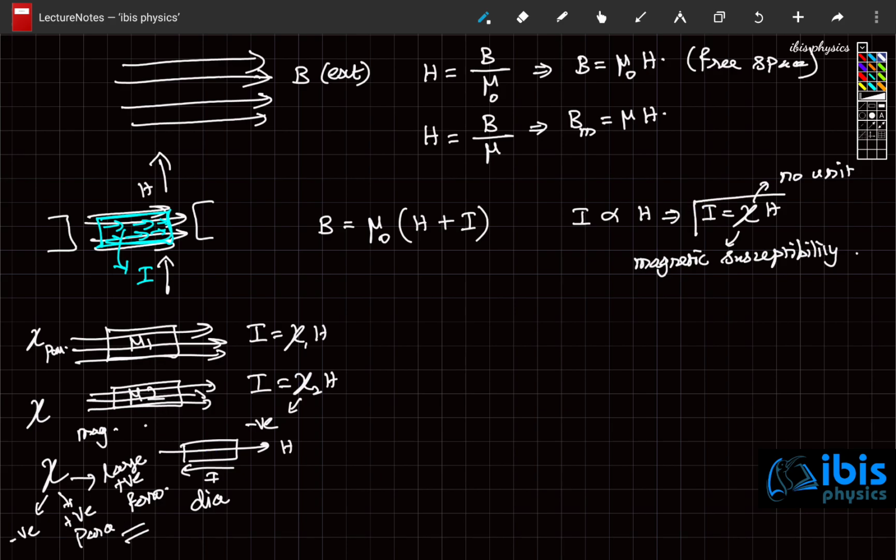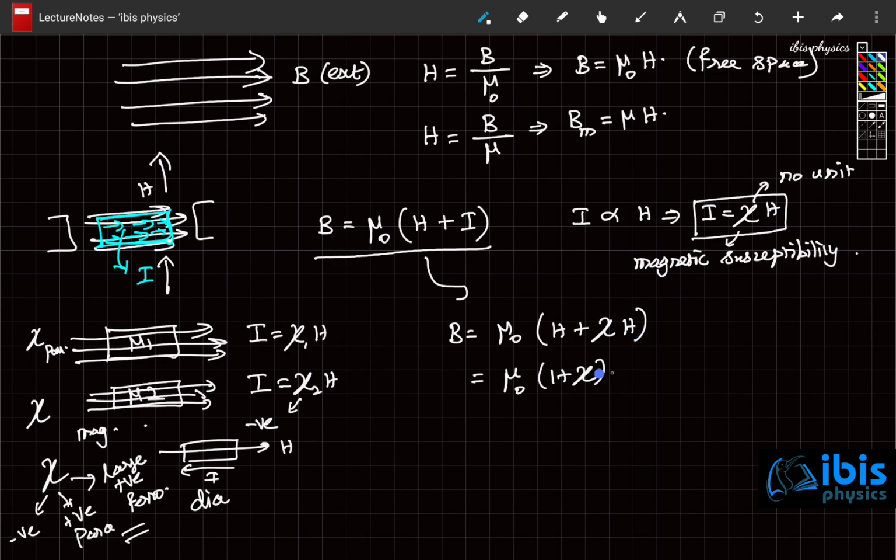So we know from the relation I equals chi H, substituting that up here, B equals mu naught times the applied H plus I, which can also be written as susceptibility times H. So it is mu naught into H, you take common, 1 plus chi. We pronounce it as chi, but actually the letter's spelling is CHI. It's a Greek alphabet. So mu naught times 1 plus chi into H.